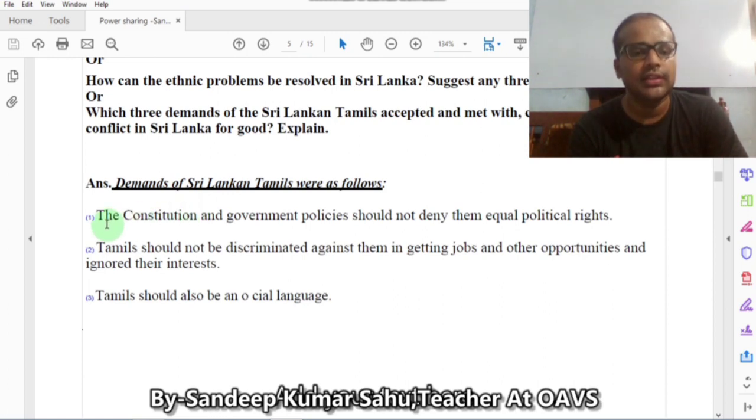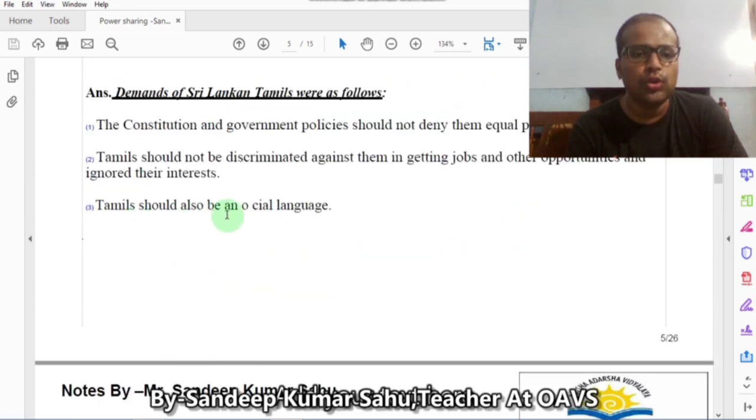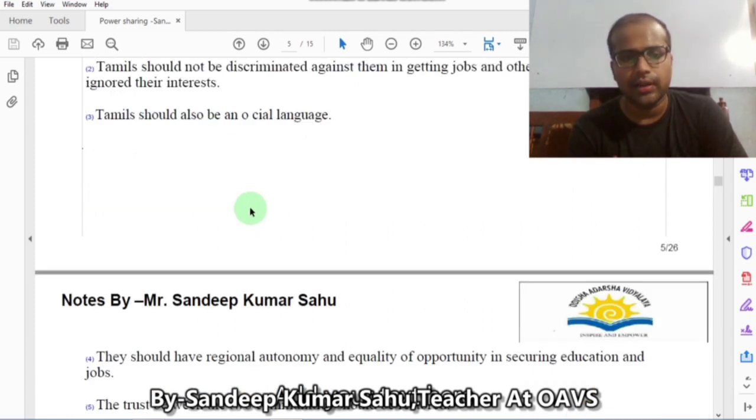The first demand was that the constitution and government policy should not deny them equal political rights. They should also get equal rights as the Sinhala speakers, and Tamils should not be discriminated against in getting jobs and other opportunities, nor should their interests be ignored. So Tamils should also get equal opportunity like the Sinhala speakers in government jobs and at university level. Tamil should also be an official language, like Sinhala, Tamil should also be recognized as an official language in Sri Lanka. These are the 3 important demands of the Tamil speakers in Sri Lanka.